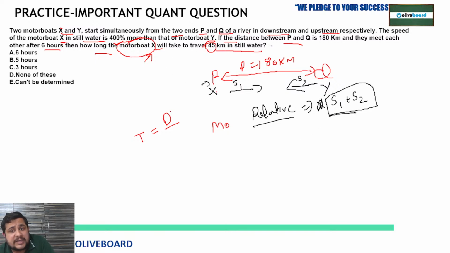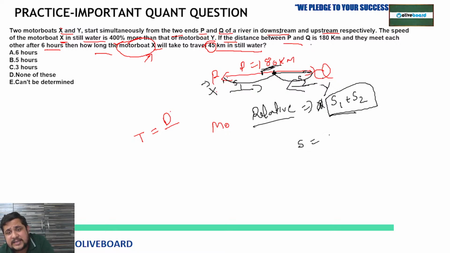So when they are meeting, if the distance between P and Q is 180 kilometers, they meet each other after 6 hours. So if they meet at any point, suppose they are meeting here or here, they both need to cover how much? They both need to cover together 180 kilometers, right? If Y starts from here and they meet here, then Y will travel from this point to this point, and X will travel from here to here. So ultimately they will cover the whole distance, this 180 kilometers. Tell me fast. Is this clear?